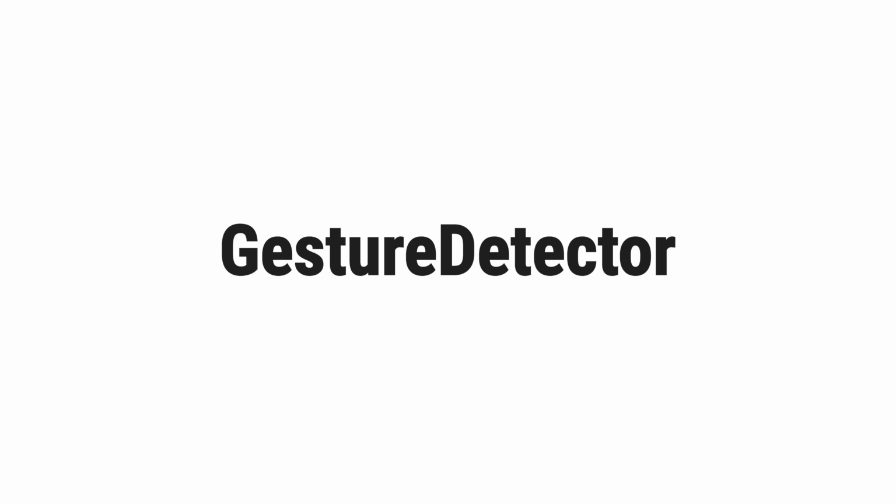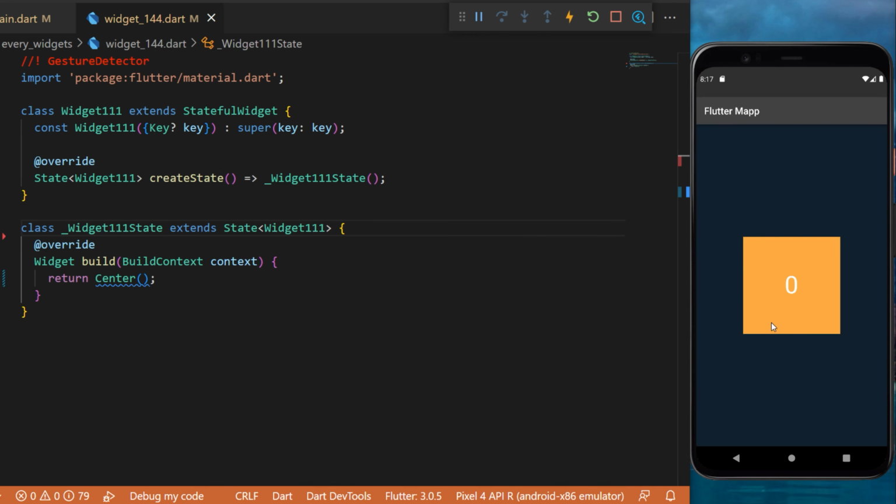The gesture detector widget. In this example, we have a simple container that we have wrapped with a gesture detector. So every time we click on the container, this will trigger a function. But you can wrap anything with the gesture detector in order to create a button.